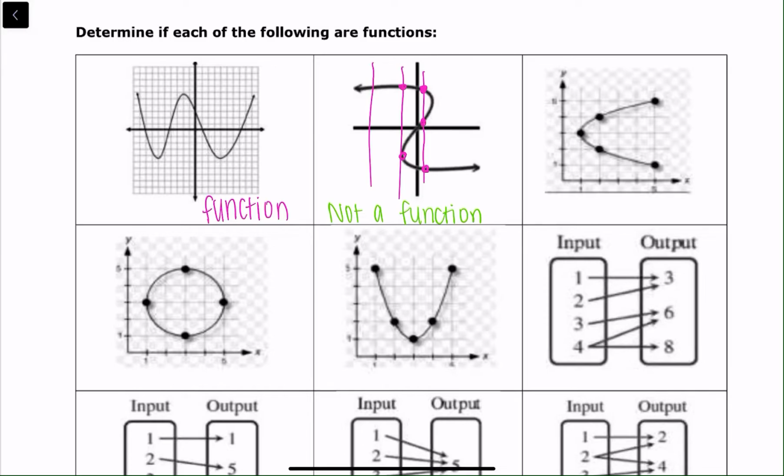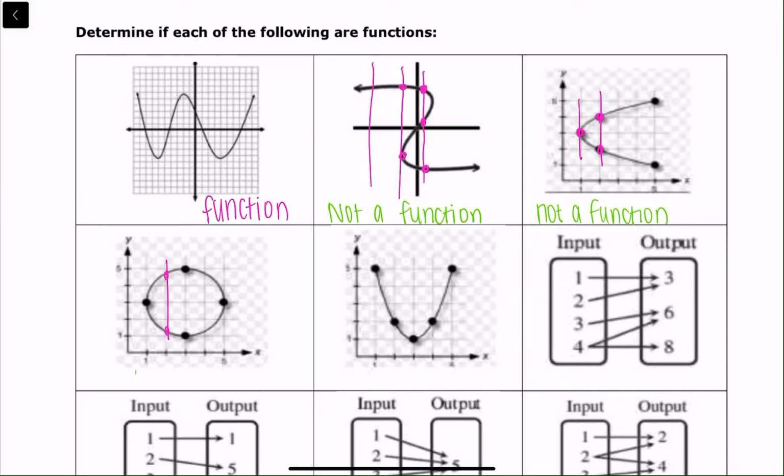All right, on to the next. The first line that I draw only hits in one place, but the second line hits in 2. Since it hits at 2 places, it's also not a function. The next problem, the first line that I draw hits in 2 places.